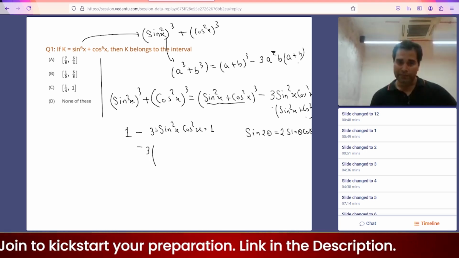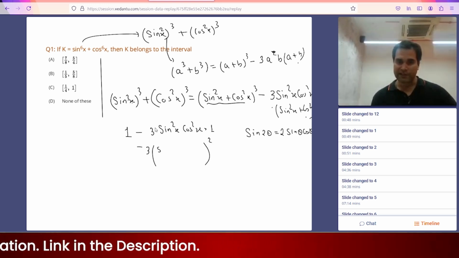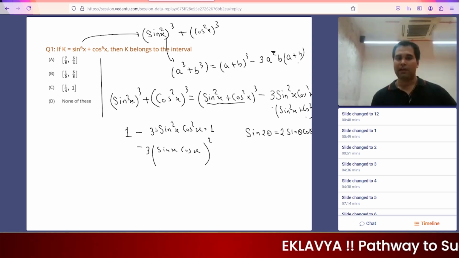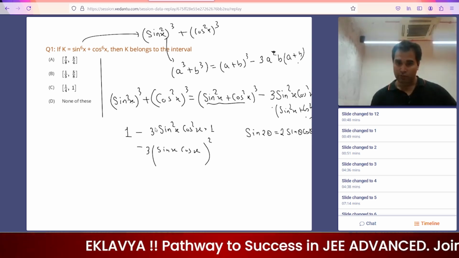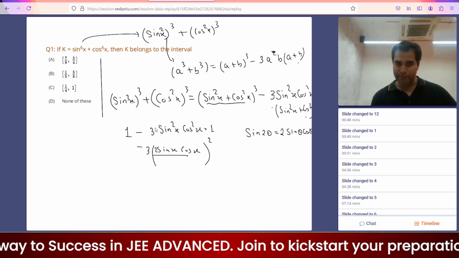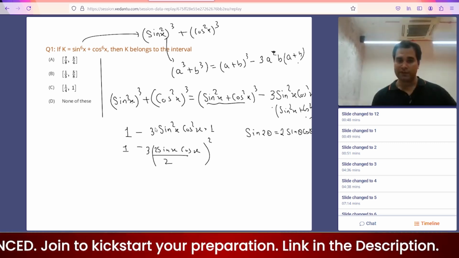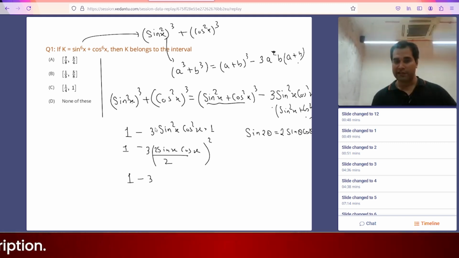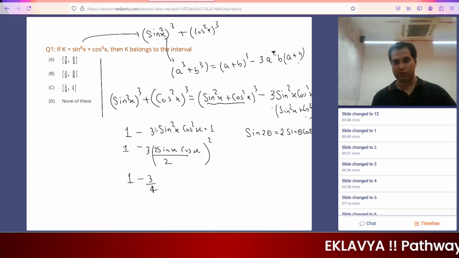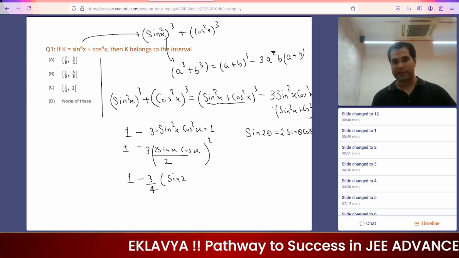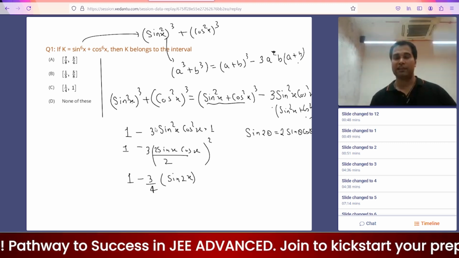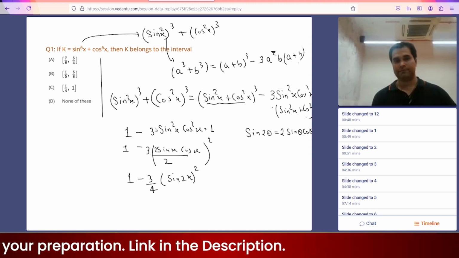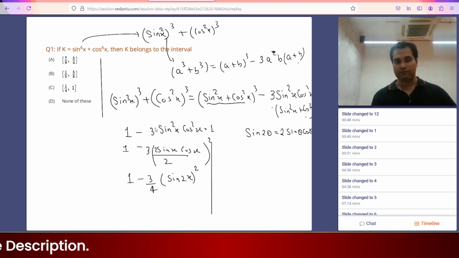Then here minus 3, and this is written as (sin x cos x) whole square, and this is multiplied by 2 and divided by 2. This means this expression can also be written as 3 minus 1 minus 3 times of 2 square is 4, and this can be written as sin 2x, because 2 sin theta cos theta is equal to sin 2 theta. This is a square.